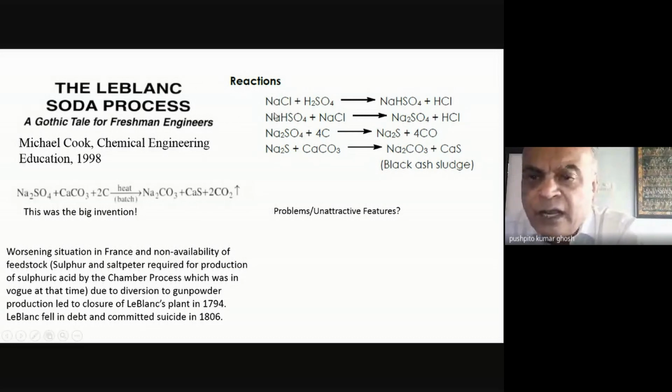NaCl gets converted into sodium sulfate. And then he took that sodium sulfate, which at that time was known as salt cake, and he added into that limestone, calcium carbonate.